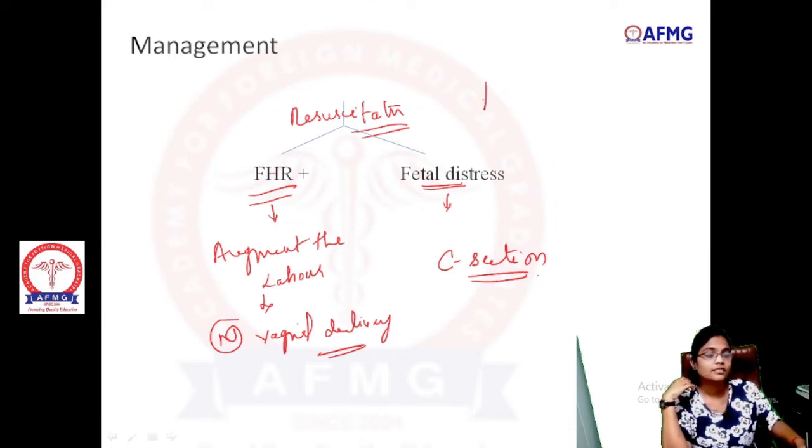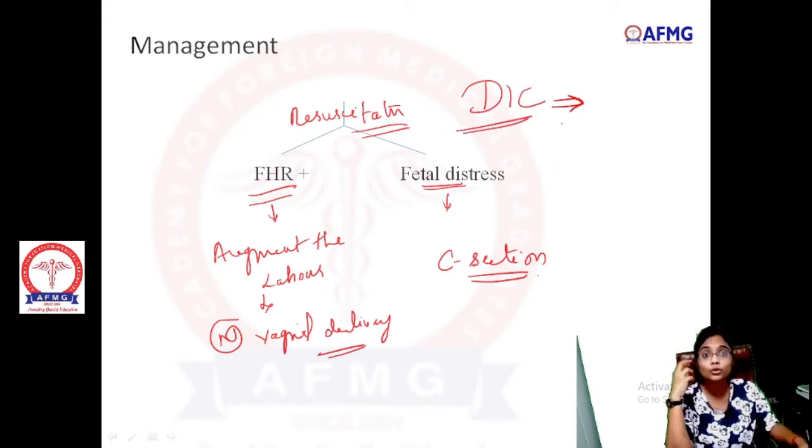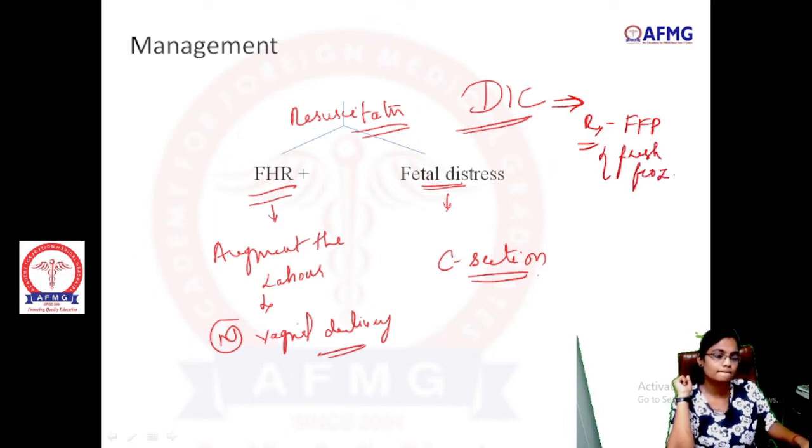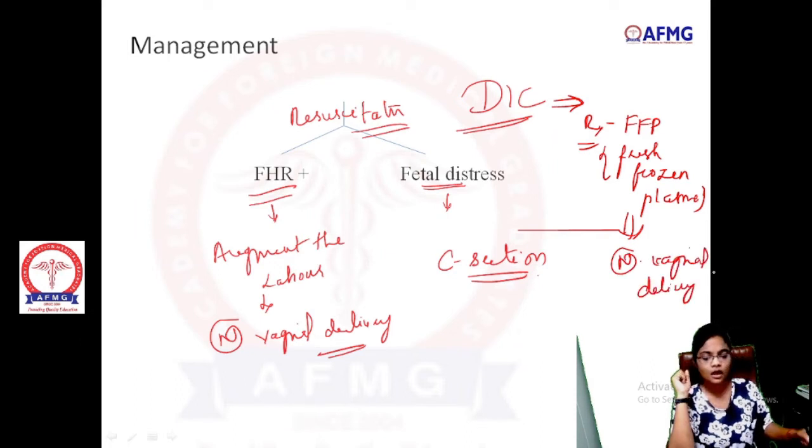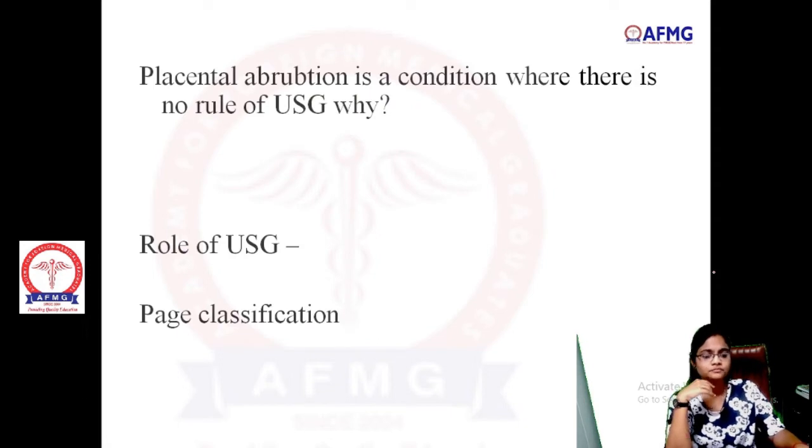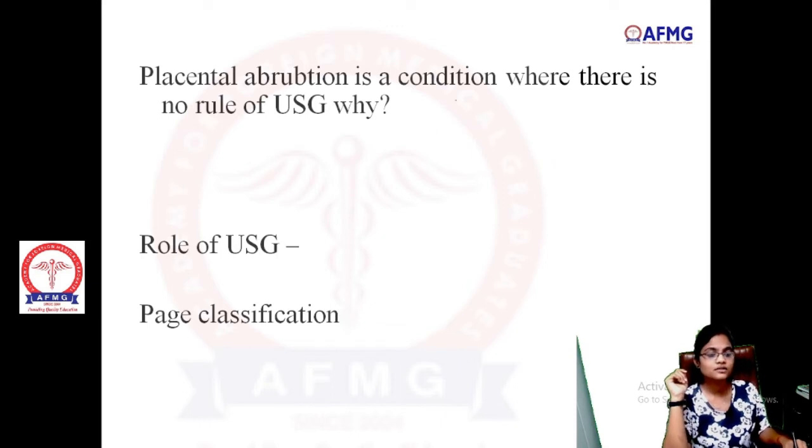In case there is DIC, there is a clot formation, there is a disseminated intravascular coagulation, then how would you manage the patient? You have to treat this DIC with FFP. You have to treat the patient with fresh frozen plasma. Then you have to augment the delivery by normal vaginal delivery. So this is very, very important, how we are going to manage the patient. Right. So investigation, can you see this? Placental abruption is a condition where there is no role of USG.